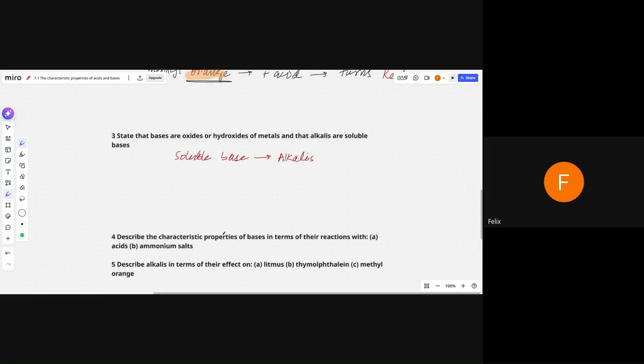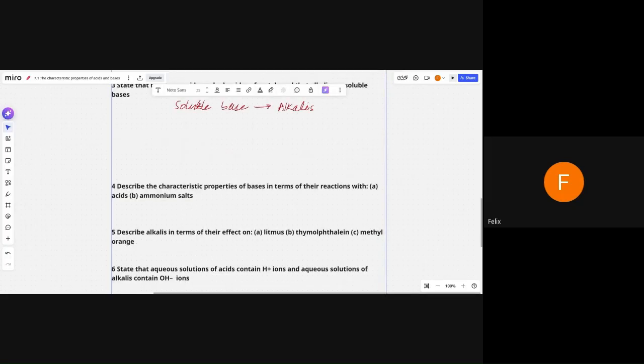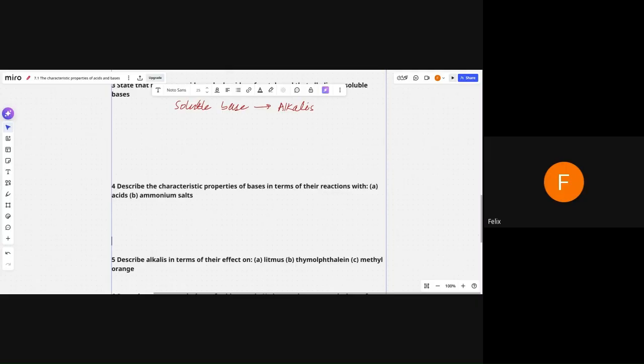Describe the characteristic properties of bases in terms of their reactions with acids, ammonium salts. Okay, now, like in our previous topic, in the first topic, we took a look at the reactions of acids with metals, with bases, and with carbonates. But here, we will be taking a look at the reactions of bases, right?